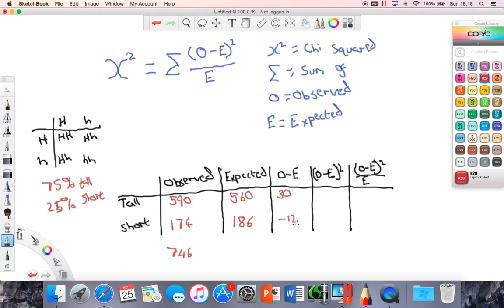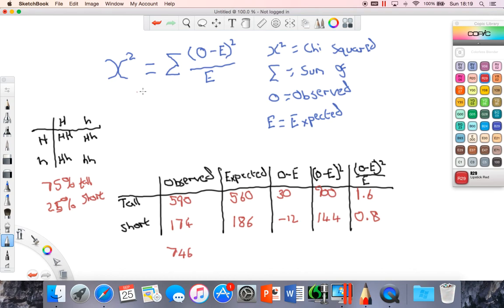Then what you need to do is square these numbers. So 30 squared, if I just punch that into my calculator, equals 900. Whereas minus 12 squared equals 144. Okay? So then in this column, we would do 900 divided by 560, which equals 1.6. Obviously that's rounded. Whereas 144 divided by 186 equals 0.77, so we'll round it to 0.8.